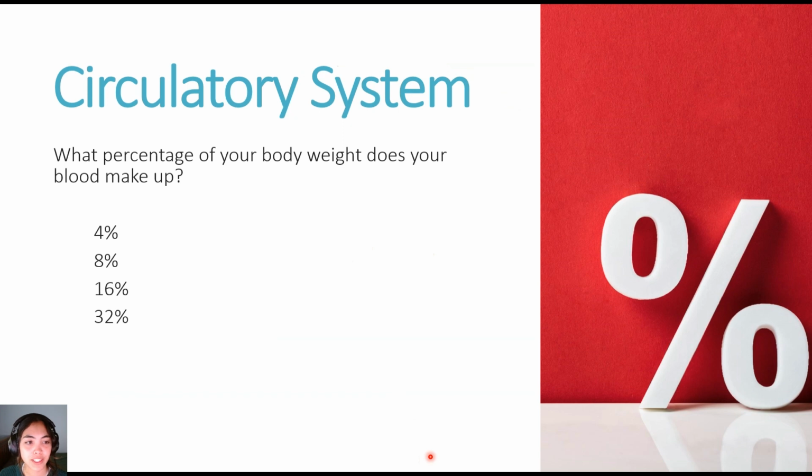The next one is what percentage of your body weight does your blood make up? In this case here, the answer is B, 8%, which actually is quite a lot if you just think about blood in comparison to what makes up the rest of your body. 8% is pretty substantial.